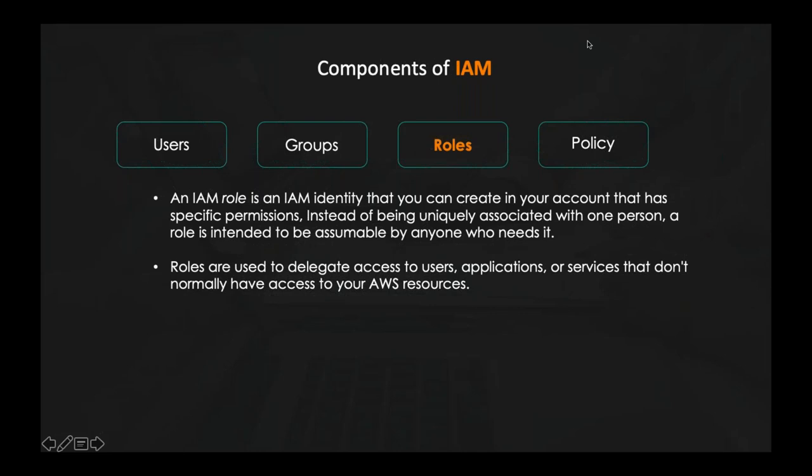What you can do is simply create a role. Once the role is created, it will talk privately between the EC2 instance and S3. It will make a private communication between EC2 and S3, so you don't need to hardcode any credentials. An IAM role is an IAM identity that you can create in your account that has specific permissions. Instead of attaching it to a user, you can attach it to any service that wants access. Roles are used to delegate access to a user, application, or service that normally doesn't have access to the AWS resources. So basically, a role is always attached between two AWS services. If you want communication between two AWS services, you need to attach a role in between.